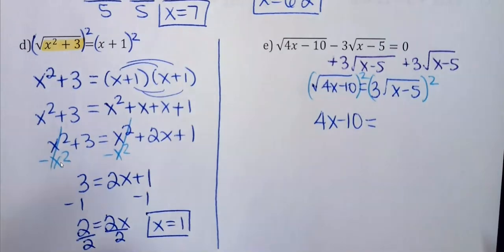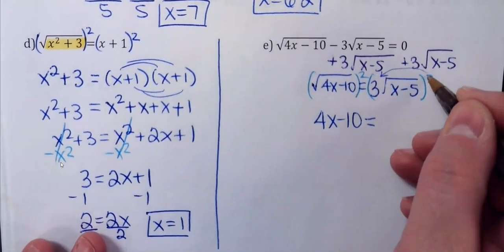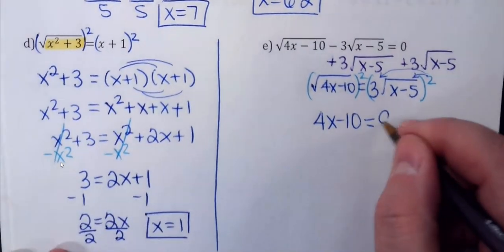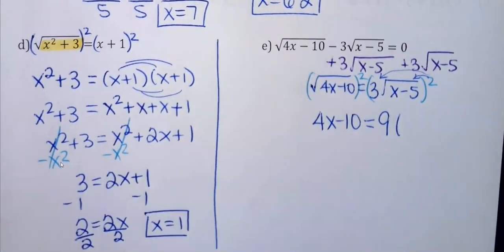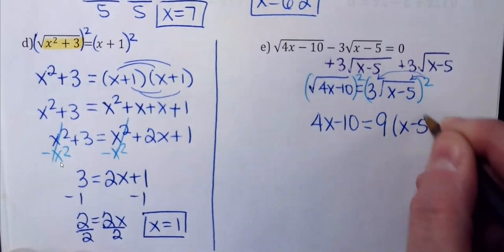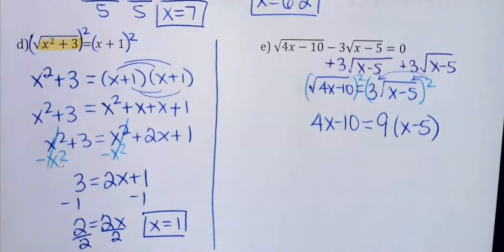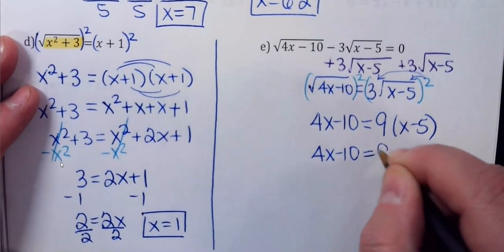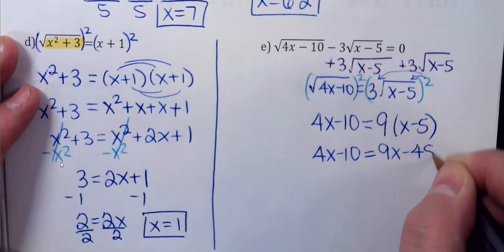Exactly. This is a product. So it's not a FOIL or anything, you're just going to square the 3, so you're going to get 9. And then whatever's in there, the radical, you just put it in parentheses because you have to multiply 9 by that, but the square root and squared are still going to cancel each other out. So it's not too bad to do. It's just 4x minus 10 equals 9x minus 45, little distributive property there.